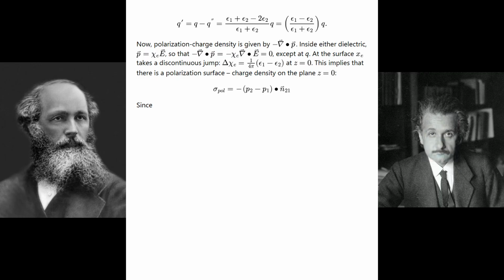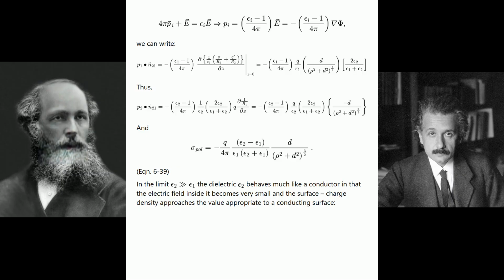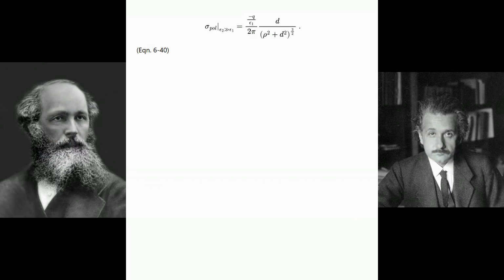See the next equation, we can write, thus, and Equation 6-39. In the limit ε_2 much greater than ε_1, the dielectric ε_2 behaves much like a conductor in that the electric field inside it becomes very small, and the surface charge density approaches the value appropriate to a conducting surface. Equation 6-40.